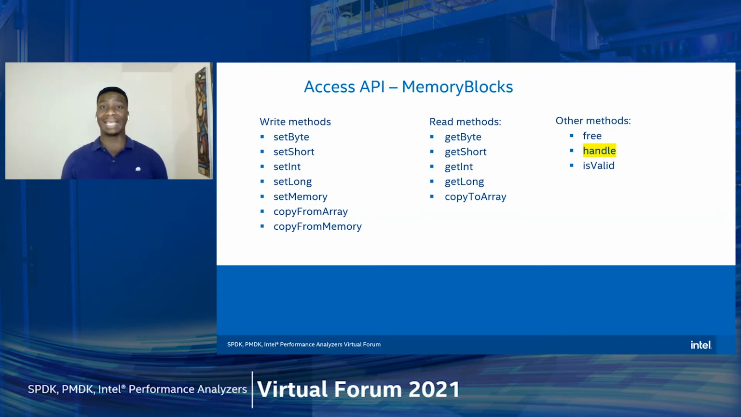In addition, we have a handle method on a memory block. What is that? A handle returns a long value, which is a stable value that is used to identify that memory allocation. That long value can be used later on to reaccess this memory block. We'll see more of this usage when we go through the sample code. And isValid on a memory block just helps you, as the name suggests, it tells you whether this memory block has been freed or not, if it's valid for use.